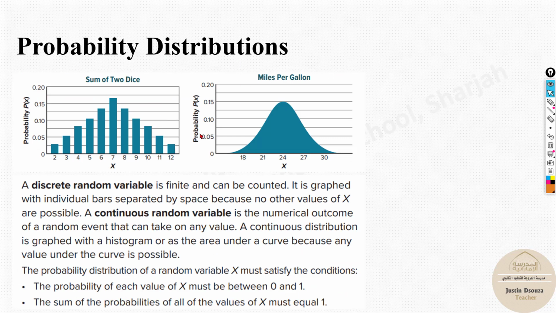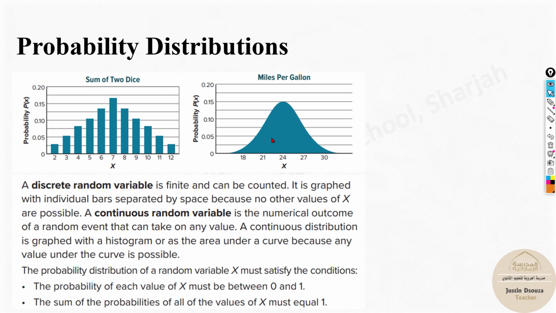Look over here. Probability distributions can be two different types. One is discrete random variable and one more is continuous random variable. What's the difference between these two? Discrete, as you can see, is specified values, mainly whole numbers, countables. Whereas the continuous random variable can be any number. It can be a decimal point. Look over here. It can be 18, 18.1, 18.05, 18.0999, or 17, 17 point something. All possibilities. So this is the difference between discrete and continuous.